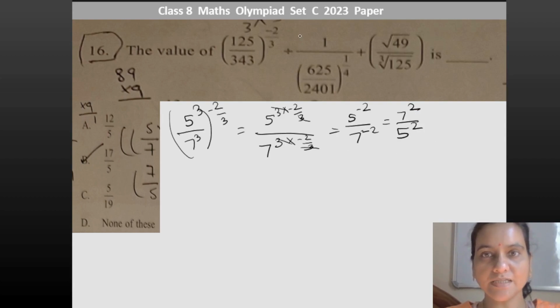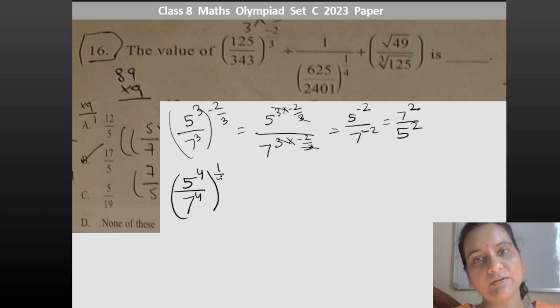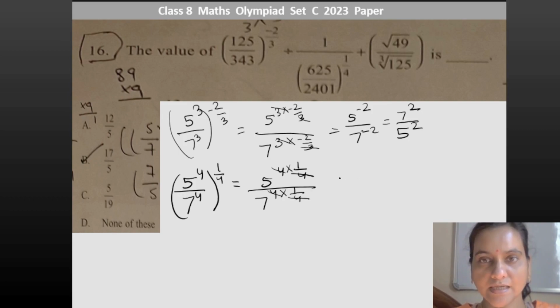Now this is done. Let's solve this one. I'll just do the denominator part first. So 625 is how much? 5 raised to the power 4. Similarly 2401 is 7 raised to the power 4. And this is again whole raised to the power of 1/4. Similarly we'll just multiply the exponential powers here. So it will be 5^4 into 1/4. 4 and 4 get cancelled. 7^4 raised to the power of 1/4, again 4 and 4 get cancelled. What remains is 5 by 7.